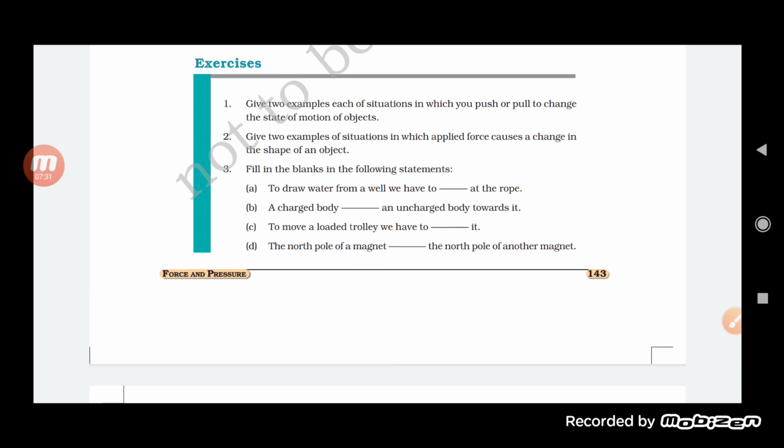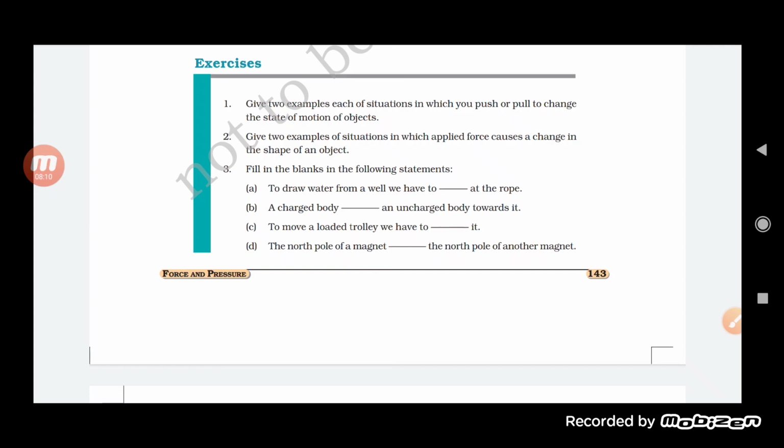Give two examples of situations in which applied force causes a change in the shape of an object. First of all, when we make dough, we change its shape into a chapati. With the help of a roller, when we press the dough, we can give it a different shape. So by applying force on the dough, we can change its shape to a chapati. This is one example in which applying force changes the shape.